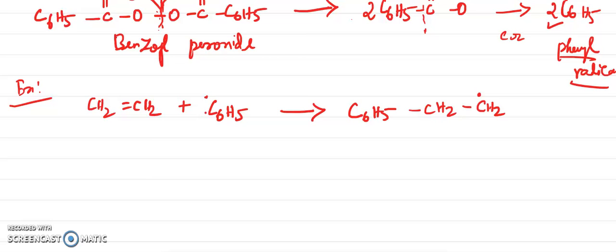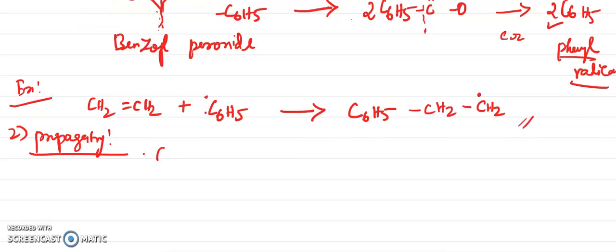Okay, this is called the initiation step. After that, what happened? The second step. What is the second step? You know that it is a propagating step. So in the propagating step, you have this compound, correct? So you just take this compound, C6H5 CH2 CH2.